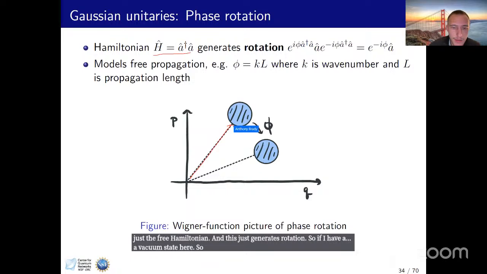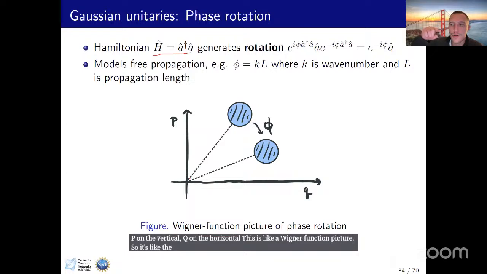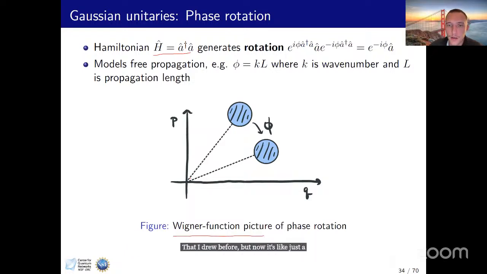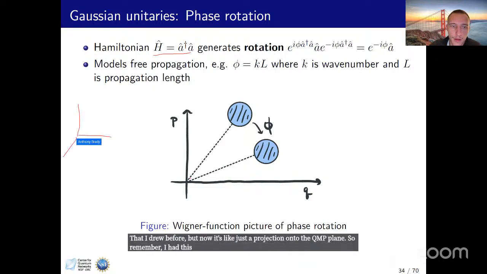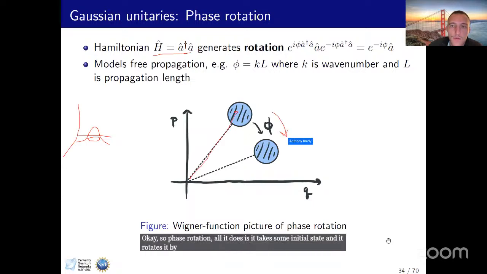Let me just describe this picture real quick. What I have is P on the vertical, Q on the horizontal. This is like a Wigner function picture, like the Wigner functions that I drew before, but now it's just a projection onto the Q and P plane. Remember, I had this 3D Gaussian before. So this is like a slice of that. Okay, so phase rotation, all it does is it takes some initial state and rotates it by some angle phi. For example, this is like free propagation in a fiber, where the phase phi is just k times L, where L is the propagation length and k is the wave number of the mode.